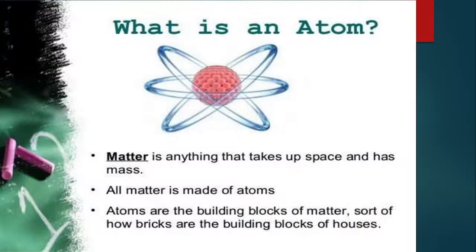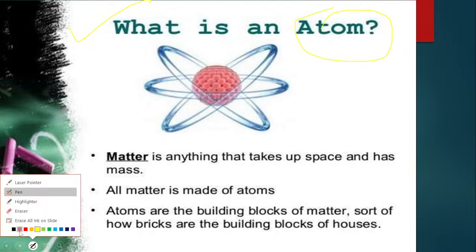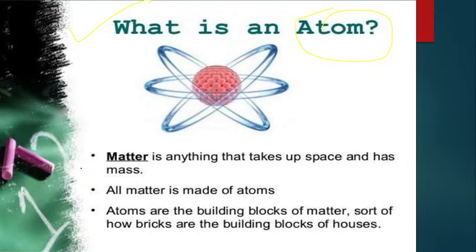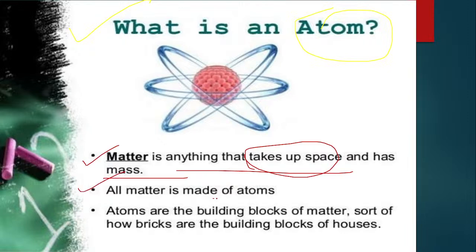Hope you are clear with what an atom is. According to Dalton's theory, the atom is the smallest particle, but it is not so in actuality. Matter is anything that occupies some space and has its own mass. All matter is made up of atoms. Atoms are the building blocks of matter, sort of like how bricks are the building blocks of a house.